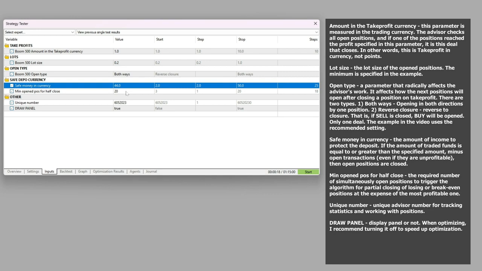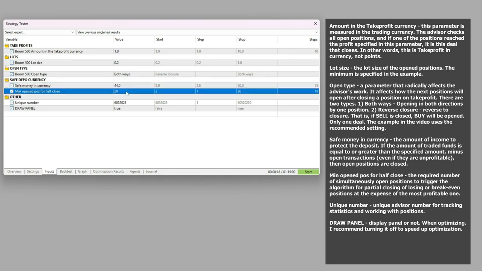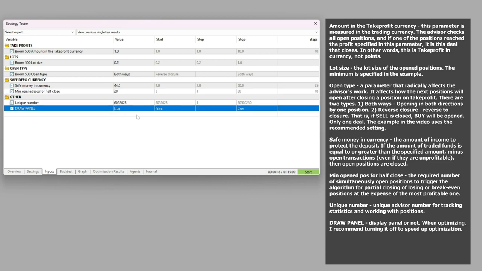Save money in currency, the amount of income to protect the deposit. If the amount of traded funds is equal to or greater than the specified amount, minus open transactions even if they are unprofitable, then open positions are closed. Min opened pos for half close, the required number of simultaneously open positions to trigger the algorithm for partial closing of losing or break-even positions at the expense of the most profitable one.